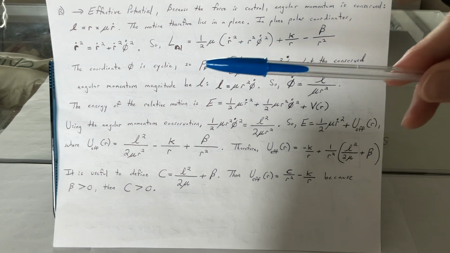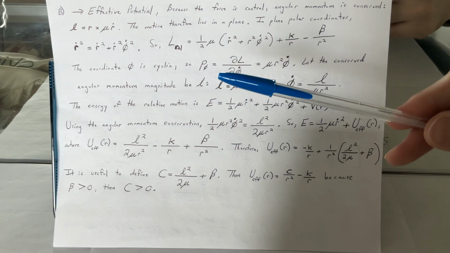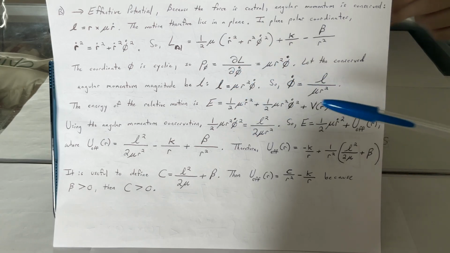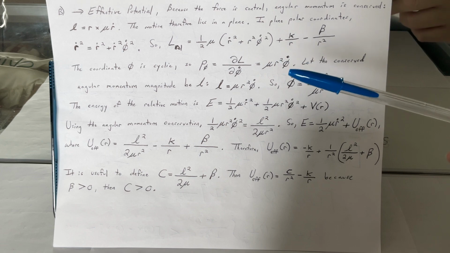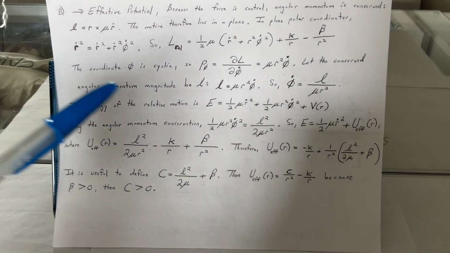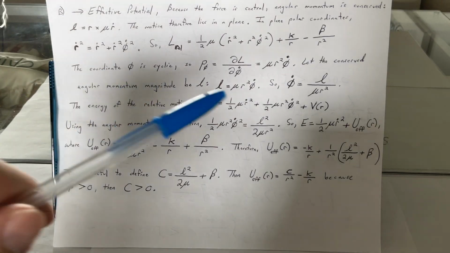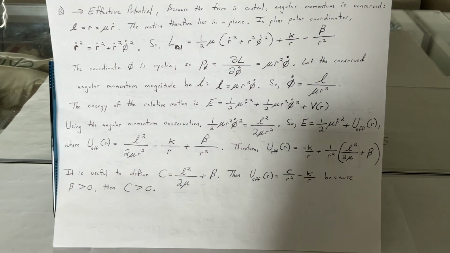And the coordinate phi is cyclic, so p_phi = ∂L/∂phi dot = μ r² phi dot. So let the conserved angular momentum magnitude be L. L = μ r² phi dot, so phi dot is going to equal L/(μ r²).